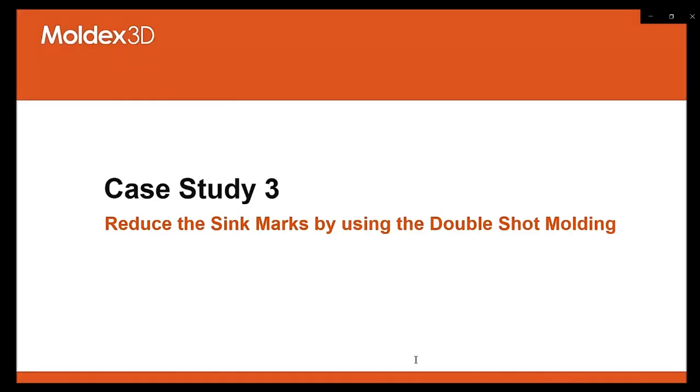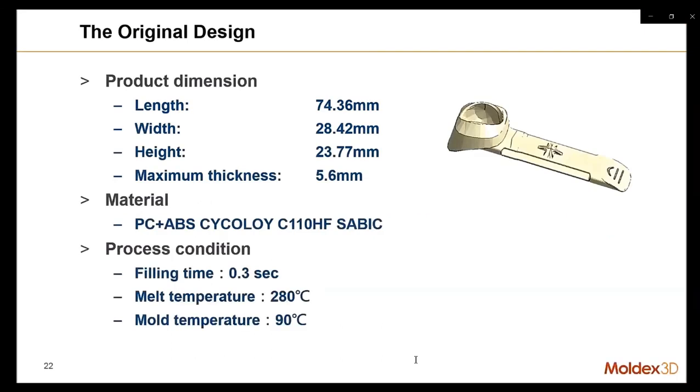And the last case, this one, we would like to also show you a case to deal with seam mark. The way to deal with seam mark in this case is we use a different process. We use the double shot molding to deal with seam mark. This one is the case. This one is a handle of the GPS screen, and here is the dimension of each.